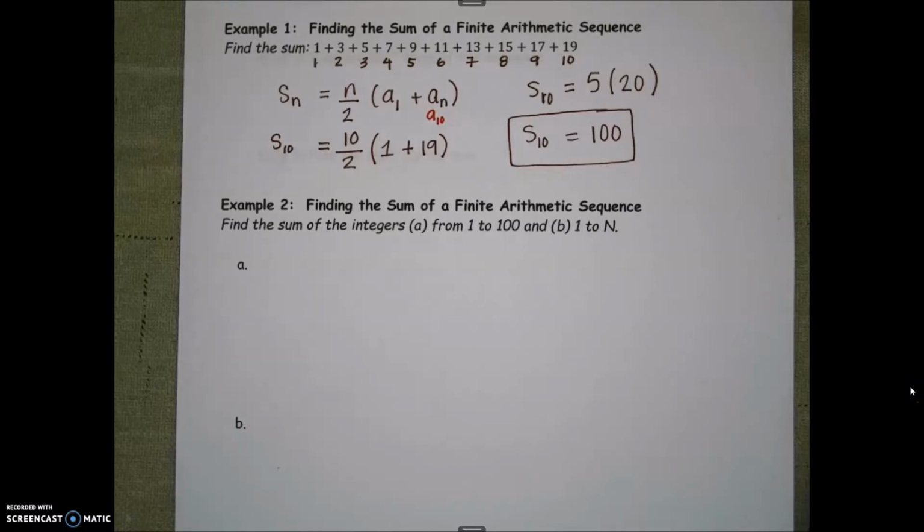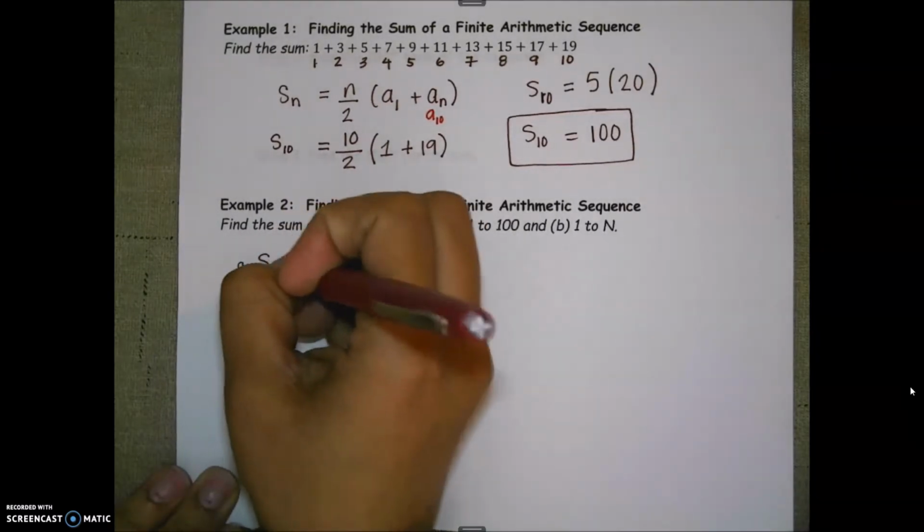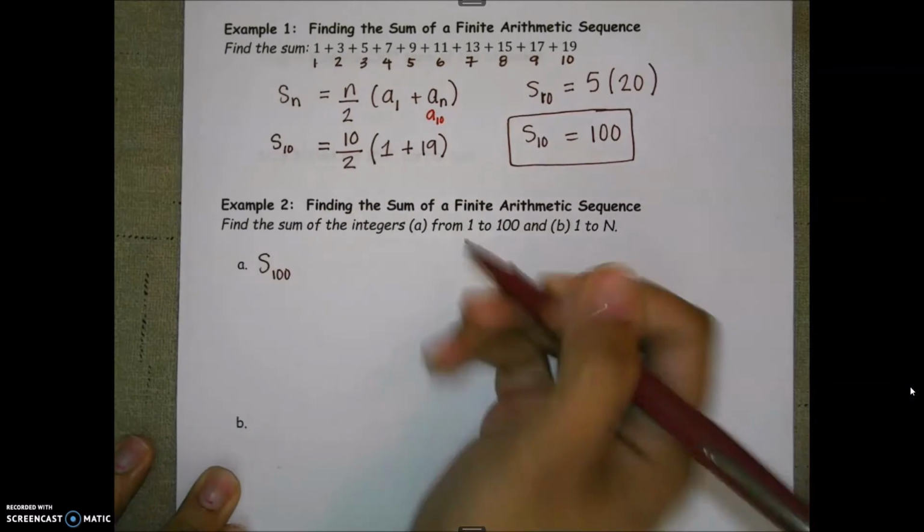Example number 2, finding the sum of a finite arithmetic sequence. Finite just means it has a certain number of terms that it wants us to find. Okay? Find the sum of integers (a) from 1 to 100 and (b) 1 to n. All right, so let's just worry about part A first. We want to find the sum of 100 terms from 1 to 100.